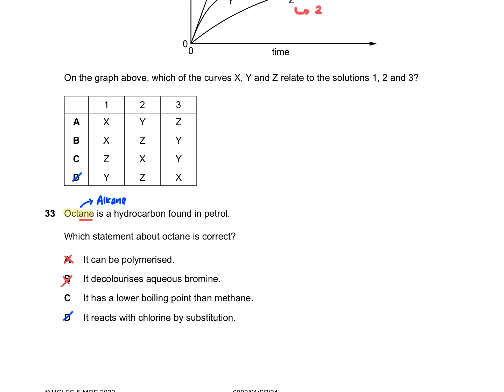You may be thinking of a substitution reaction, but substitution reaction only occurs in the presence of UV light. In statements like this where you don't see any specific mention of UV light, it means that it will not occur. It has a lower boiling point than methane. You need to recall that as n increases, as your alkane gets bigger, the boiling point actually increases. So it should have a higher boiling point than methane. It reacts with chlorine by substitution. That is the classic reaction that alkanes undergo.